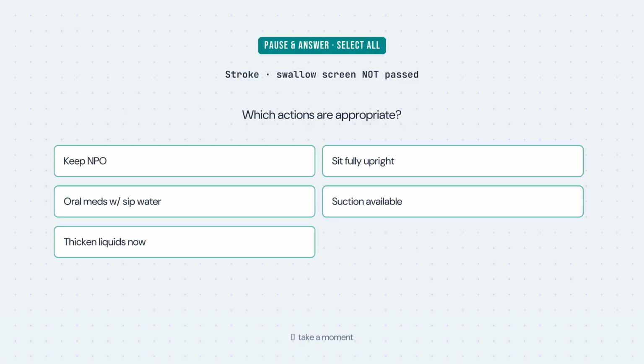Pause, and select all that apply. Your stroke patient has not yet passed a swallow screen. Which actions are appropriate? Keep the patient nothing by mouth. Sit them fully upright. Give their oral medications with a small sip of water. Have suction available. Or, thicken all liquids before the screen is done.